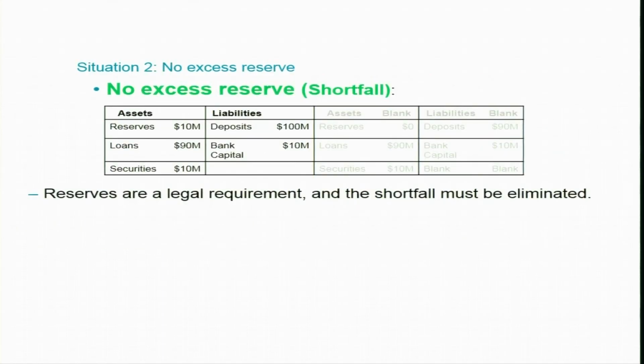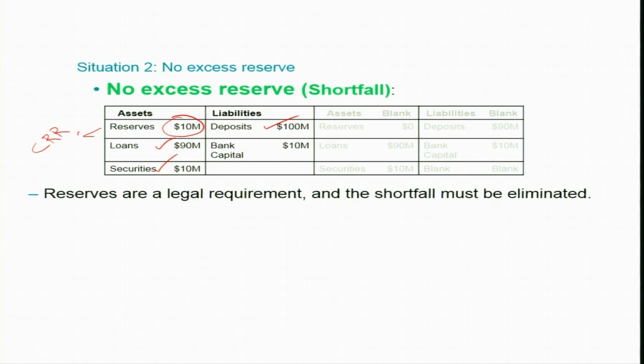Suppose we take another, polar opposite scenario, where there is no excess reserve at all. Look at this bank balance sheet: again we have deposits of 100 million, and obviously if 10% is the required reserve, they have to keep $10 million as reserve. This is the CRR, cash reserve requirement, of 10 million, and there is no excess reserve. And again, as shown previously, 90 million as loans and securities of 10 million.